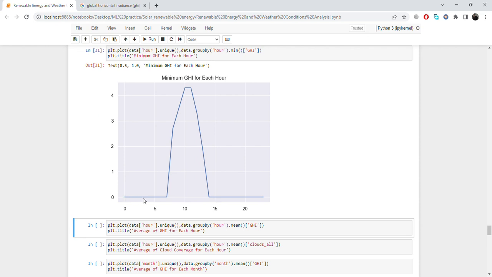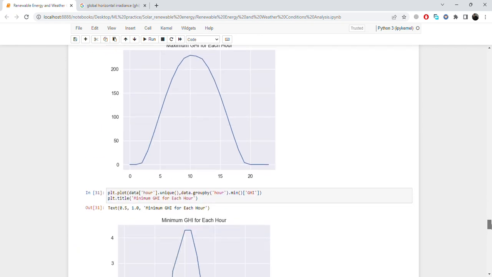Obviously, if there is no sun, then there is no global horizontal radiation, or sun radiation. So these are the times where we don't have the GHI. You can find this out in this graph also.